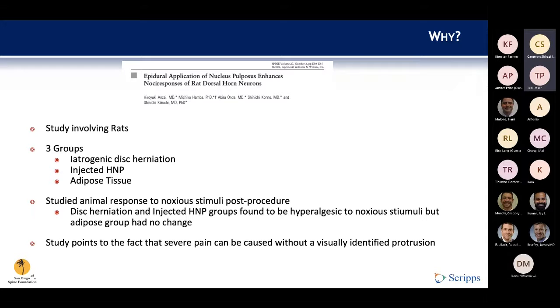Here's a rat study looking at more causes of why we get pain when we have a herniated nucleus pulposus. They looked at 3 groups: iatrogenic disc herniations, injected herniated nucleus pulposus, and adipose tissue. In this, they studied animal response to stimuli, and the procedure disc herniations and injected HNP groups were found to be hyperalgesic to noxious stimuli, but the adipose group had no change. So this study points to the fact that severe pain can be caused without a visually identified protrusion.